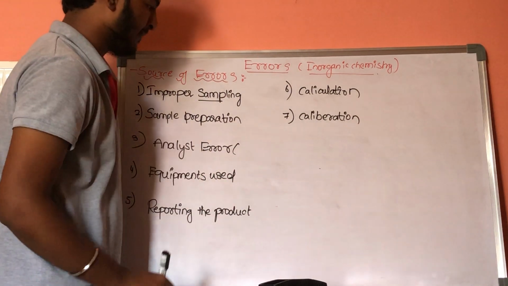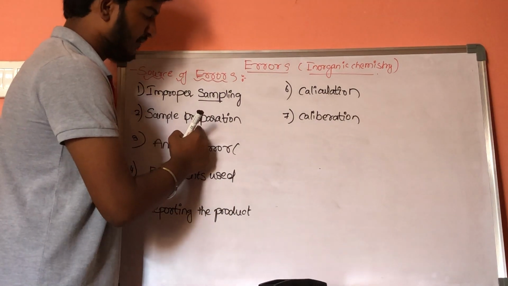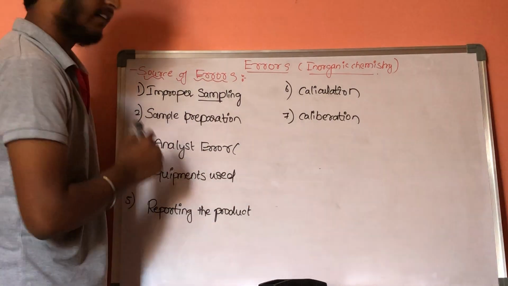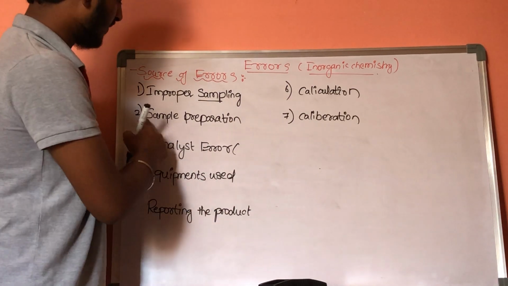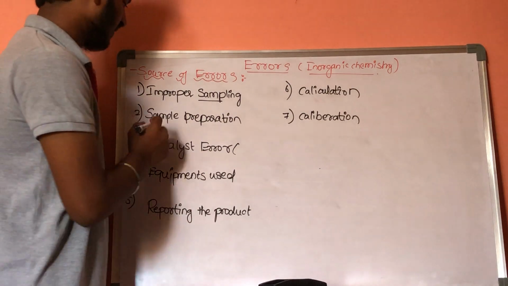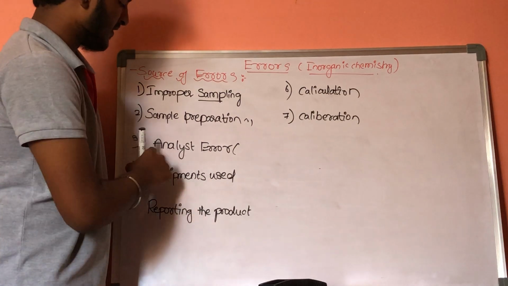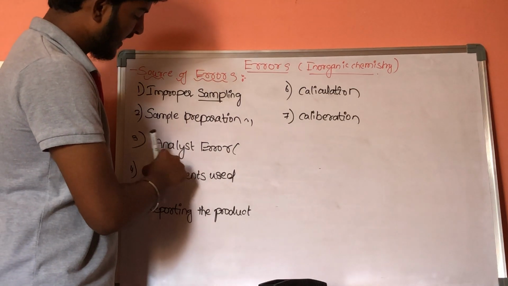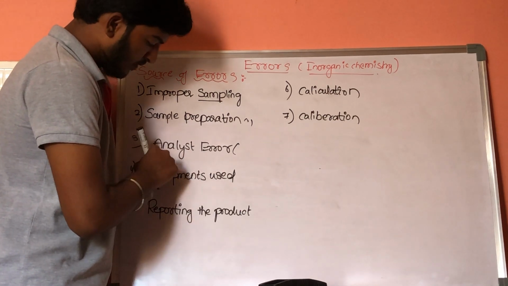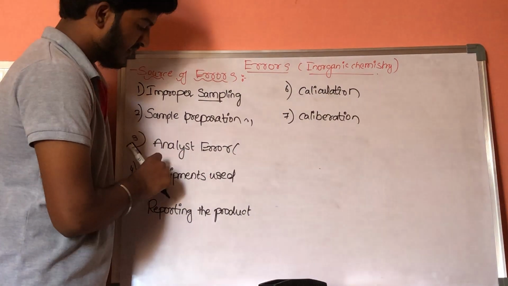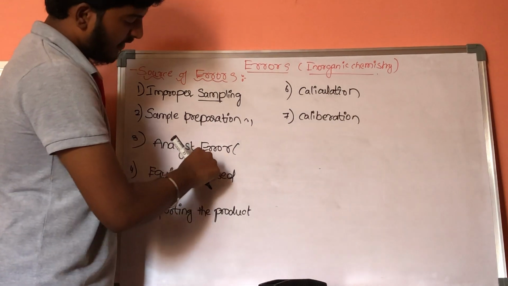Now second one is sample preparation. If we are doing any analysis process, we require some samples, and those samples should be prepared by ourselves. When there is any error in the preparation of these samples, it results in errors. This is the second source. Now analyst error. The error which comes from the analyst is called analyst error. Analysts who are not well experienced and who do not know the process of analysis will make this type of error.